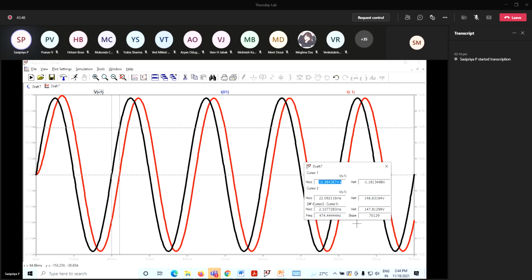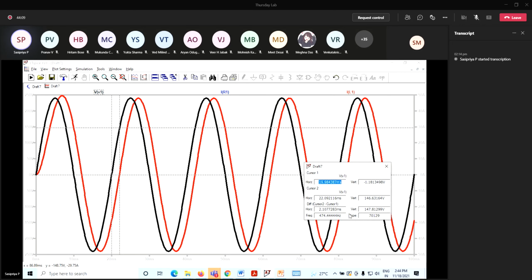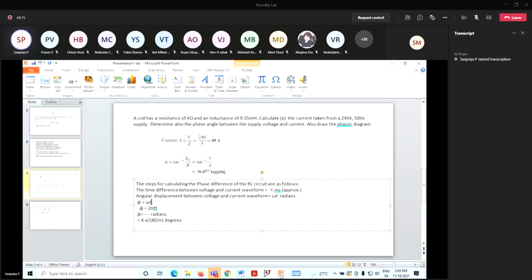2.1077 milliseconds. Okay, so now I know that the phase angle difference we normally represent with phi. But now my x-axis is omega t. So I got the small t time difference as 2.1 milliseconds. Now substitute this.